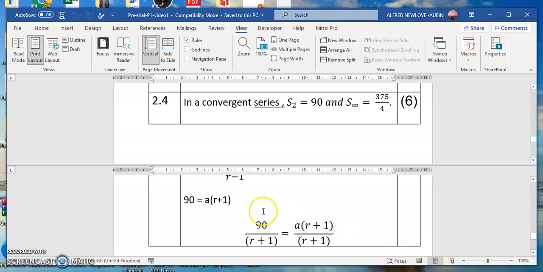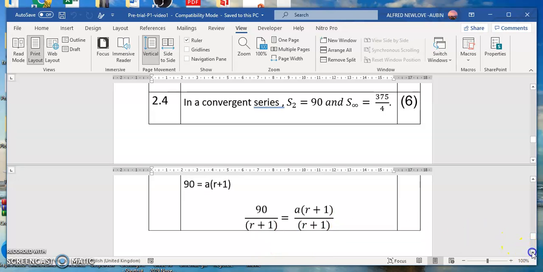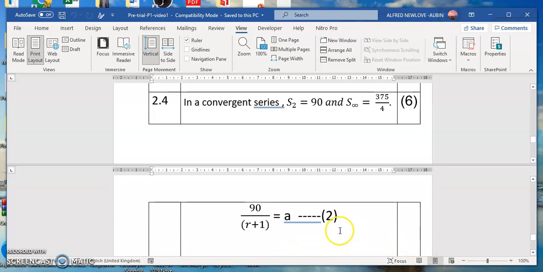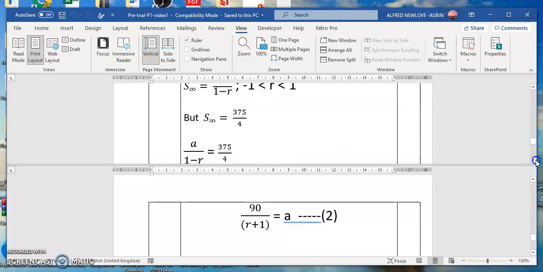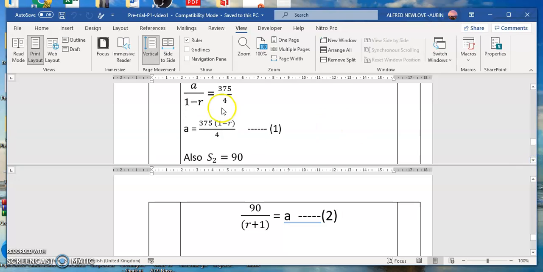Then what are we going to do? We are going to divide both sides by r plus 1 in order to make a the subject of the formula. So you divide here by r plus 1, here also by r plus 1. So a is going to be 90 over r plus 1. That is equation 2. Remember equation 1, it was a. Let me show you equation 1. Equation 1 is this one, and equation 2 is also this one.